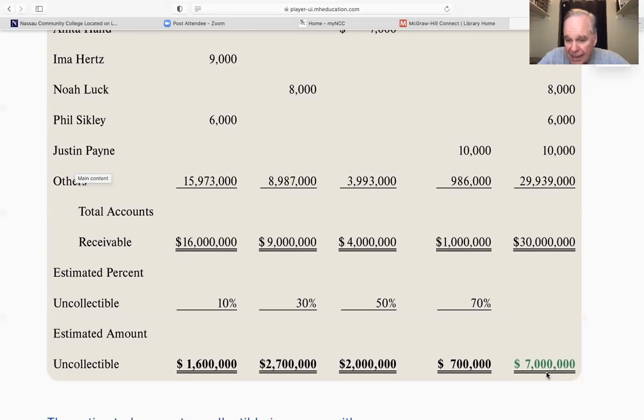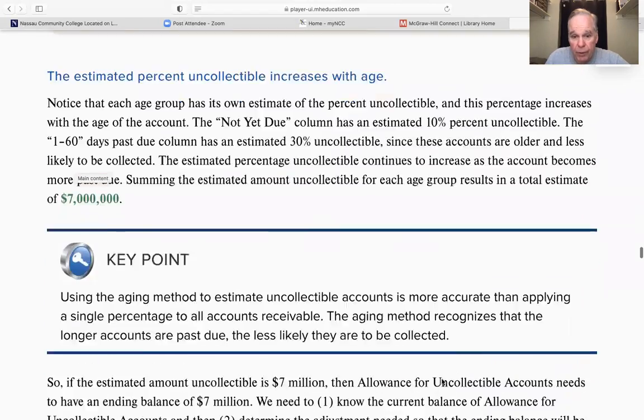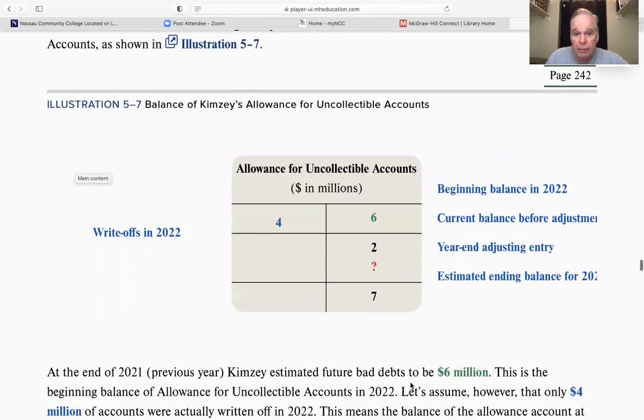Now, what is that 7 million? What does that 7 million represent? That 7 million represents what I want to see in my allowance for uncollectible accounts. That 7 million is the number that I want to see in the allowance for uncollectible accounts. So if you go down to the account, you want to wind up here at 7.